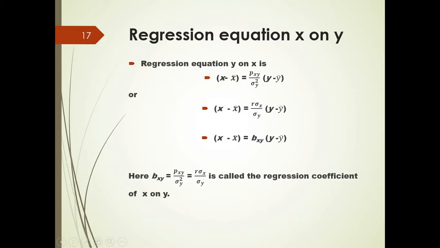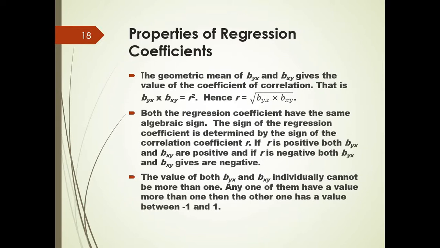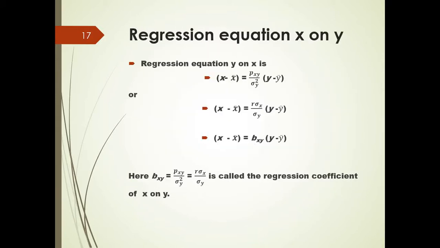So byx is called the regression coefficient of y on x, and bxy is called the regression coefficient of x on y. And some properties of regression coefficients: if you multiply the two regression coefficients, one is r sigma x by sigma y, other is r sigma y by sigma x.